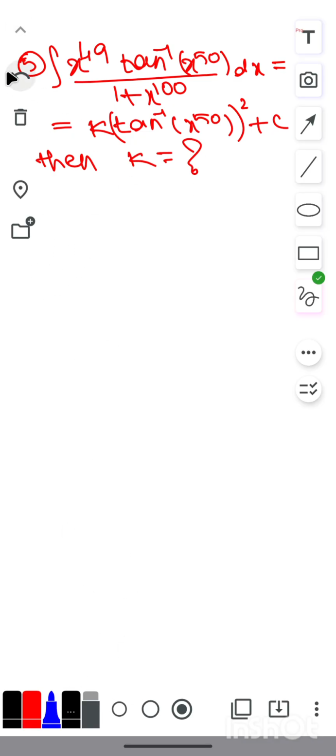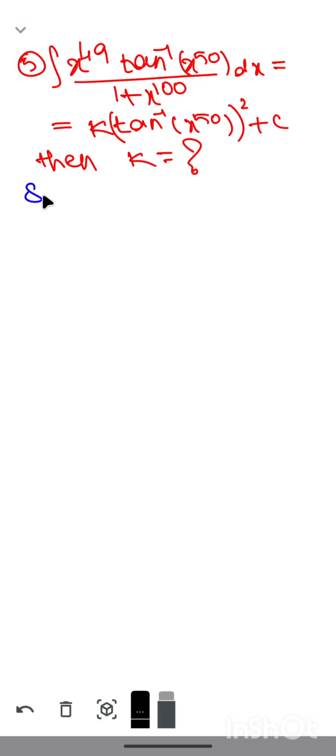Now to find the solution of the given problem, think once. In the given question, they themselves have given the partial solution, which means when we find the integral of the LHS, we will get an answer of the form k into tan inverse of x power 50 the whole square. But in place of k we will get something else. That is what they are asking, so we should find the value of k.